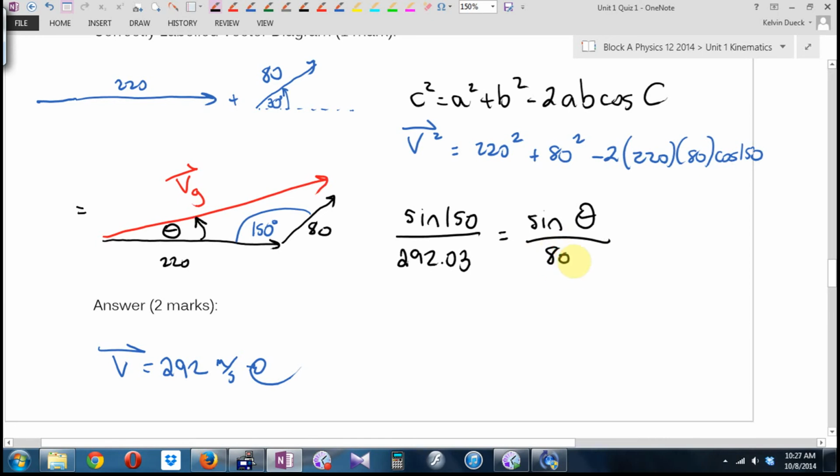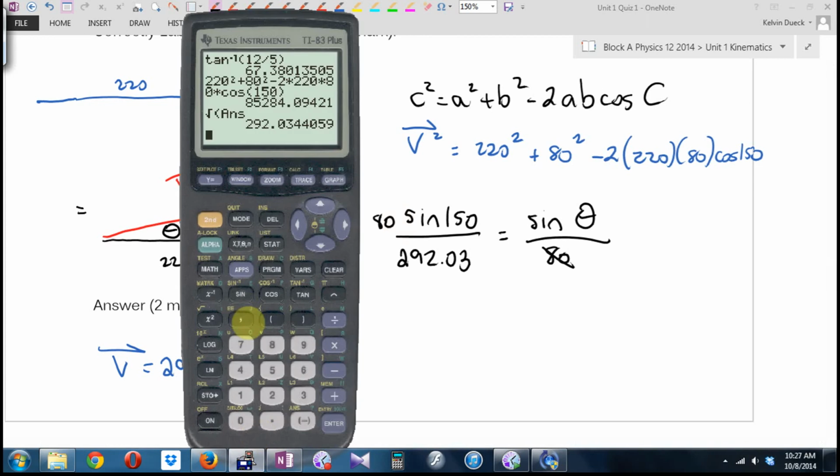One fraction equals one fraction. Now, I can't get theta by itself. I can get sine theta by itself. So I'm going to times the 80 over. And then whatever decimal I get, once I hit equals, I'll shift sine that decimal. 80 sine 150 divided by, I'll even use my answer button since I actually have 292.0344059 and so on stored in.